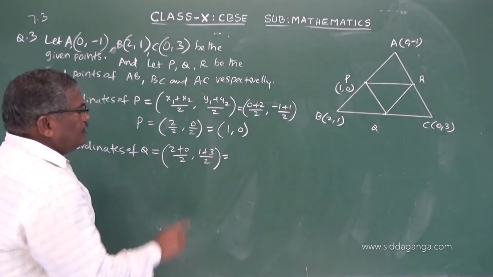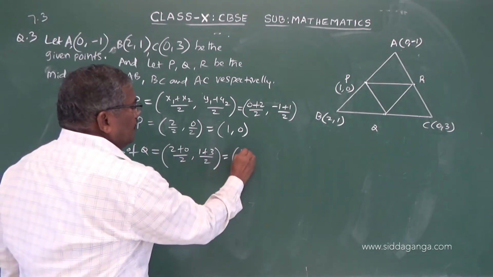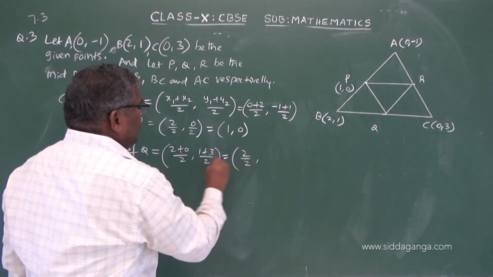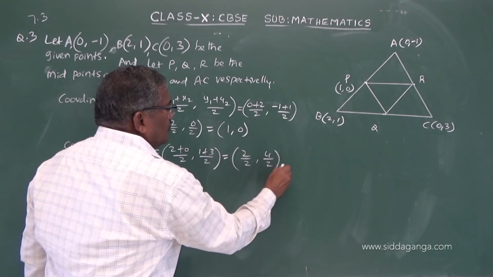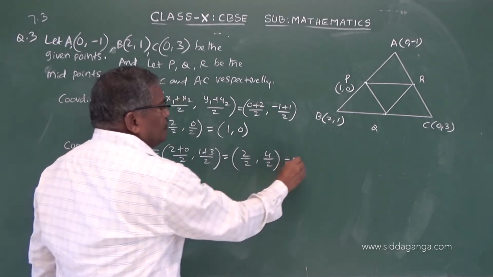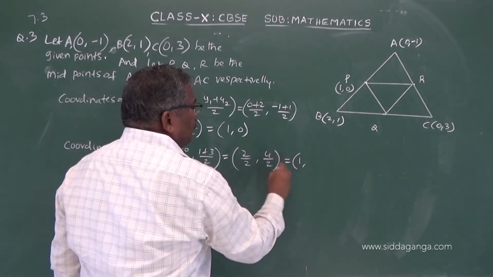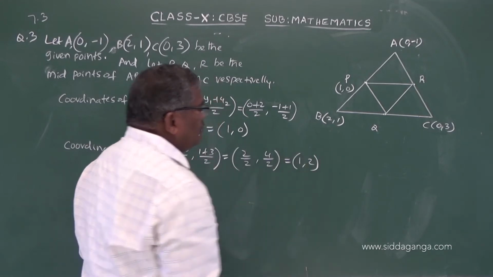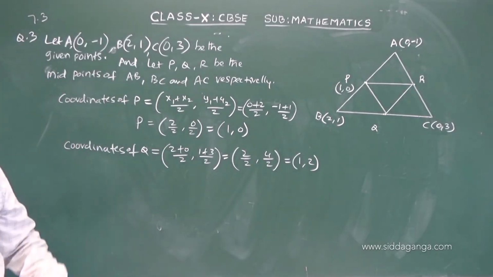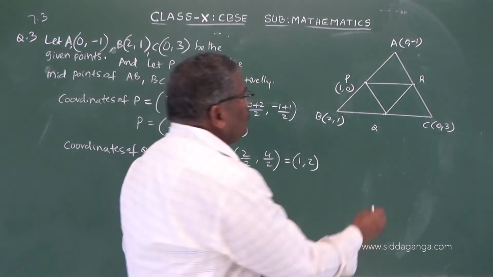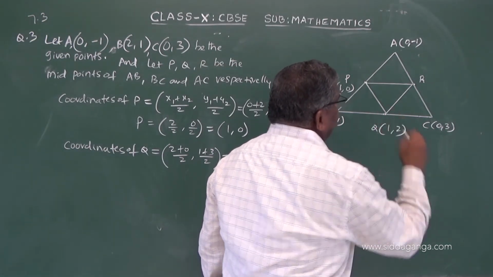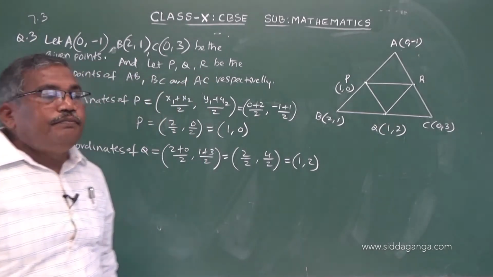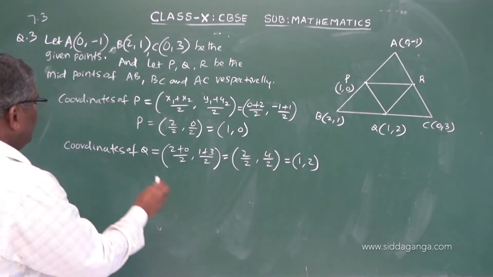This equals 2 by 2, and 1 plus 3 is 4 by 2. So this equals 2 by 2 is 1 and 4 by 2 is 2. 1, 2 is the coordinate of point Q. So I will write here this is 1, comma 2, coordinate of Q.